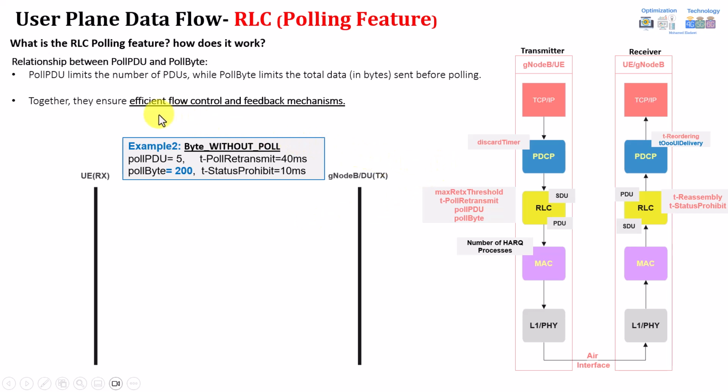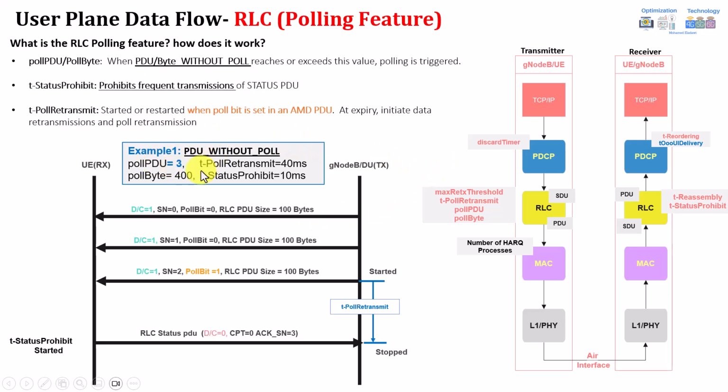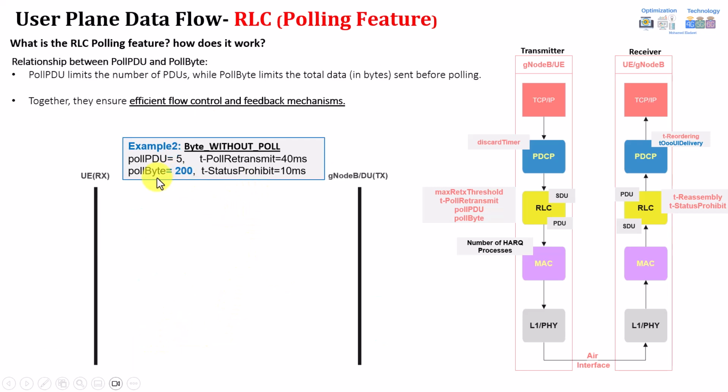It's exactly the same, but I was speaking about the poll PDU. Now let's speak about poll byte, and both of them do the same function, which is mainly defining when the transmitter will decide to request the receiver to send the RLC status report or a status PDU. So here, assuming you have poll byte of 200 bytes, this means the total number of traffic or bytes within a poll will be 200.